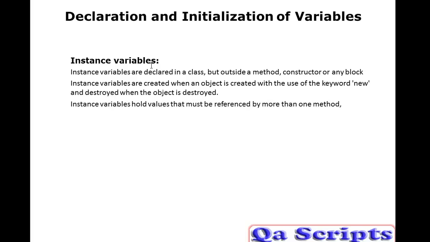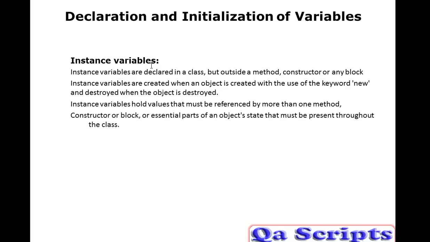Instance variables hold values that must be referenced by more than one method, constructor or block, or essential parts of an object's state that must be present throughout the class. If you want to use an instance variable, you have to declare an object and the variables will be alive as long as the object is present, otherwise they will get destroyed.